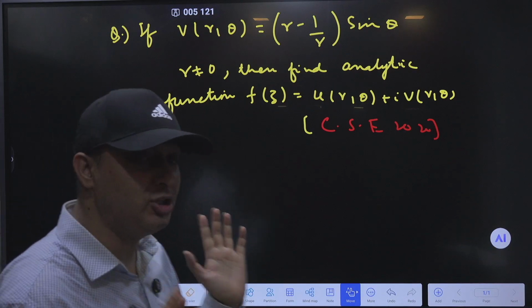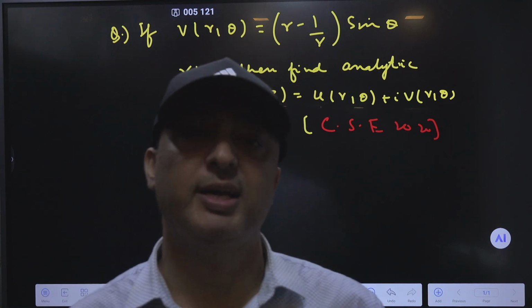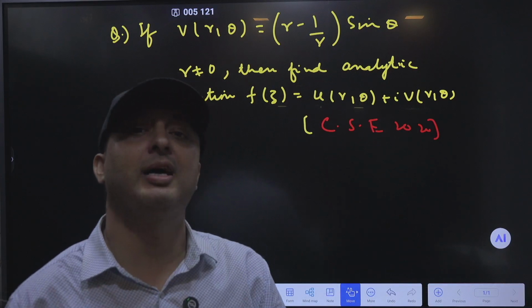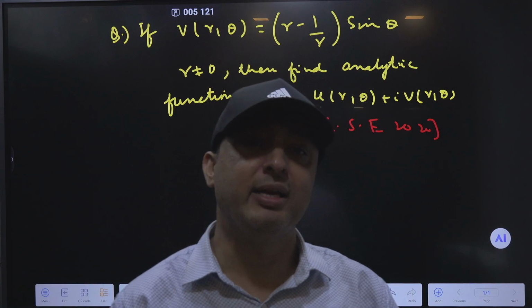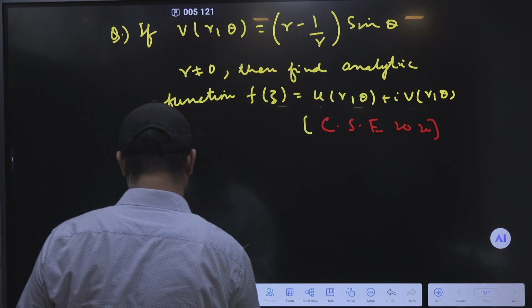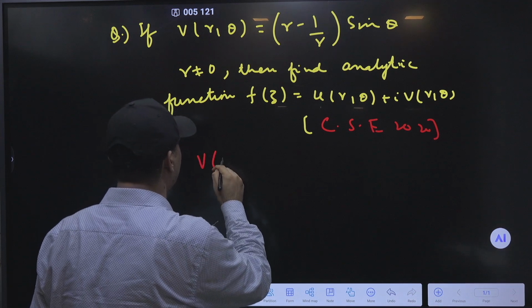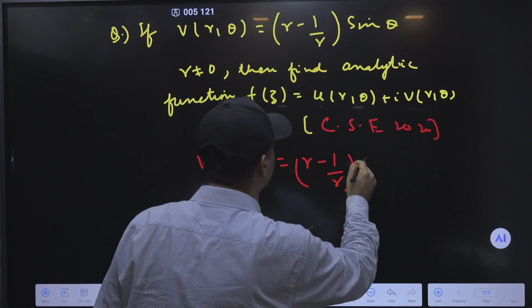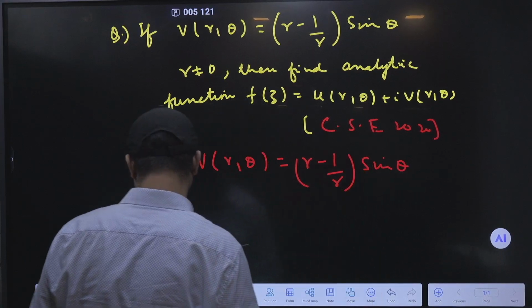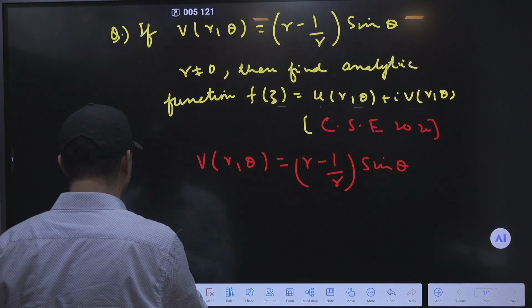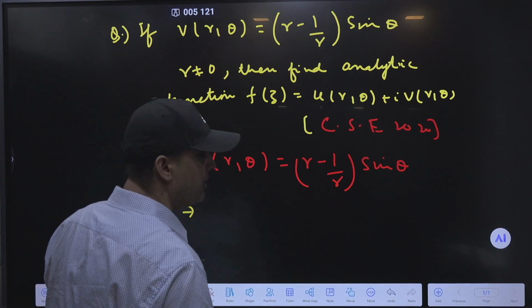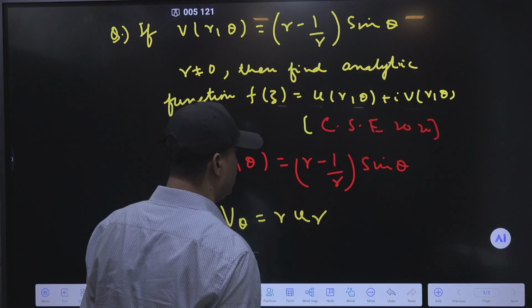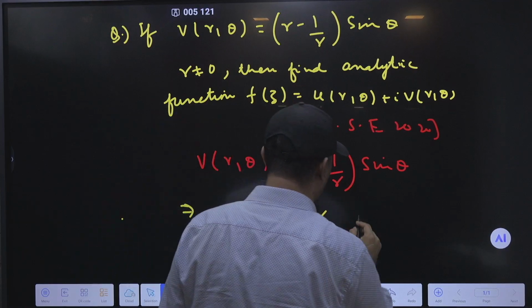I'm going to teach you in this question how to verify answers in examination. Those questions seem simple, and how to correlate with other topics, say fluid dynamics. So V is given to me, V(r, θ) is equal to (r − 1/r) sin θ. This is expressed in terms of r and θ, so I can use the Cauchy-Riemann equation, that is V_θ = r U_r. This is the Cauchy-Riemann equation in polar form.